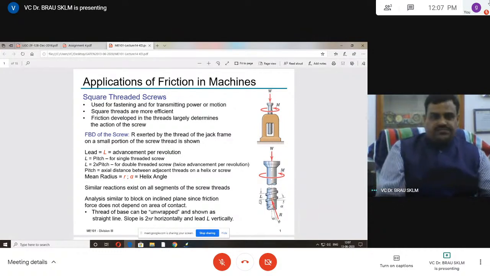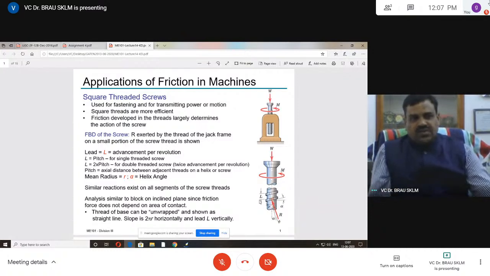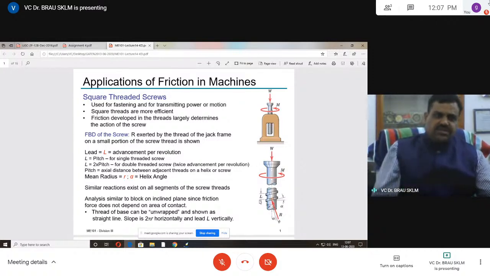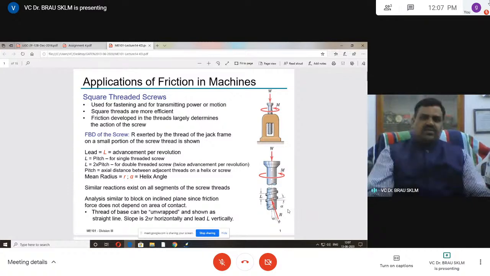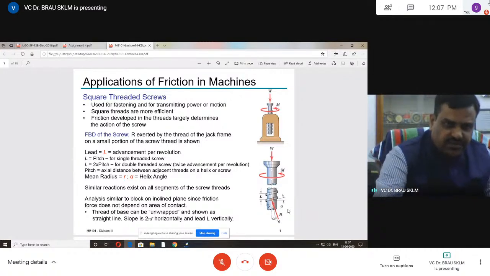Square threaded screws, any type of screws, power screws, screw jacks, so many threads, square threads, acme threads, different threads as per ASME standards, as per Indian standards. But the concept here is what we call the helix angle. We will consider the pitch and helix angle, etc. But anyway, these are not important. This is the helix angle and this is the pitch. These parameters we will consider in the analysis. But we are touching only where we are using.